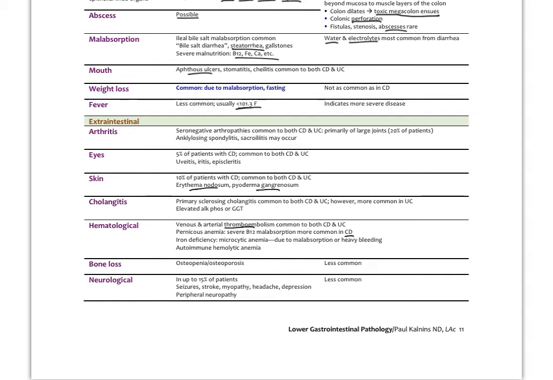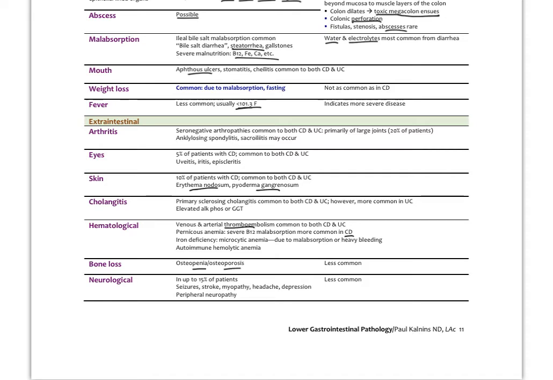Remember, the B12 intrinsic factor complex, which is made in the stomach, is absorbed in the distal ileum. So if there's severe damage to the ileal wall, you're not going to have proper B12 absorption. Then iron deficiency anemia, and then autoimmune hemolytic anemia can result as well.